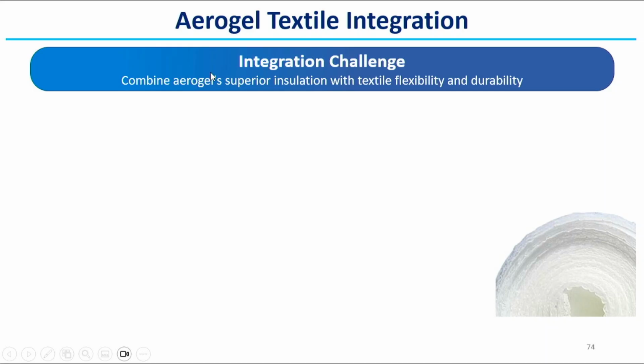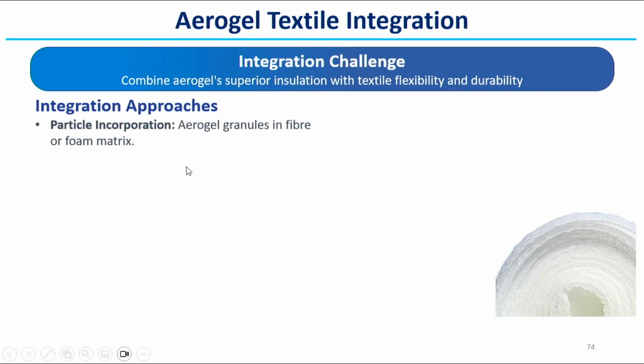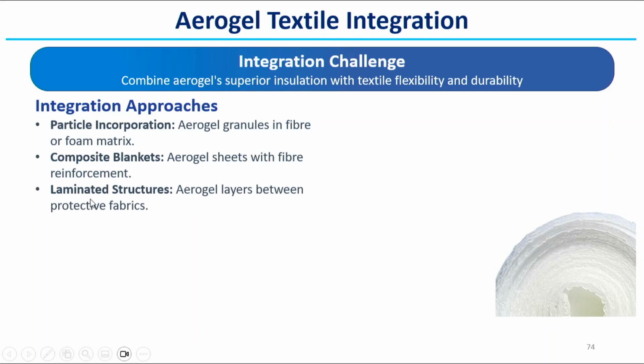And the integration, how do we integrate? By particle integration: aerogel granules are integrated in a fiber or foam matrix. Inside fiber we can use composite blankets, aerogel sheet with fiber reinforcement. Laminated structure: aerogel layers can be incorporated between two fabric layers. And coated substrate: aerogel is used in the polymer coating, we can use aerogel particles there.